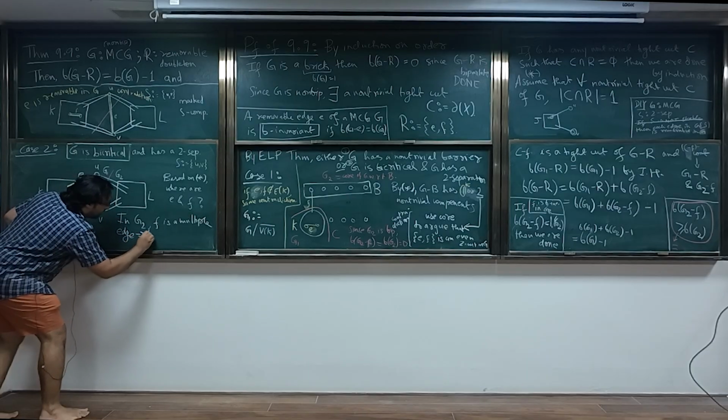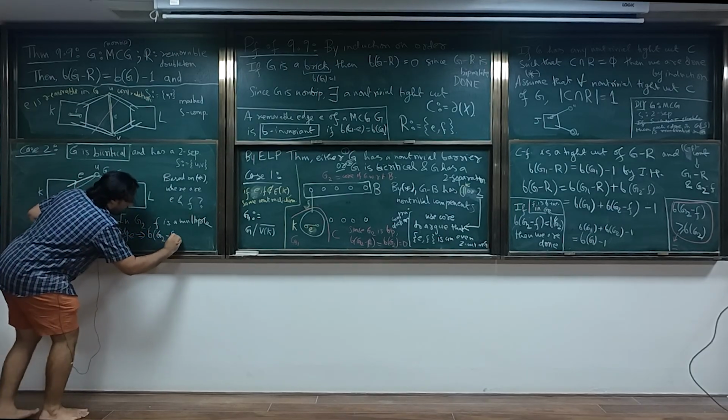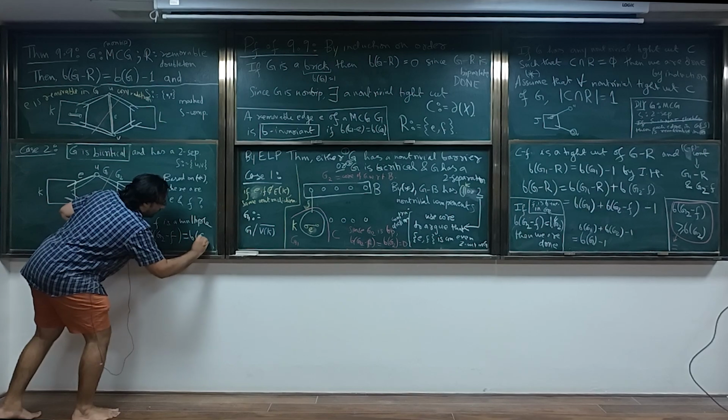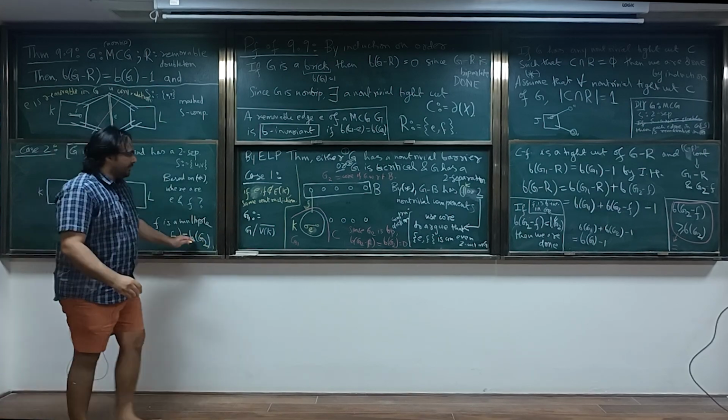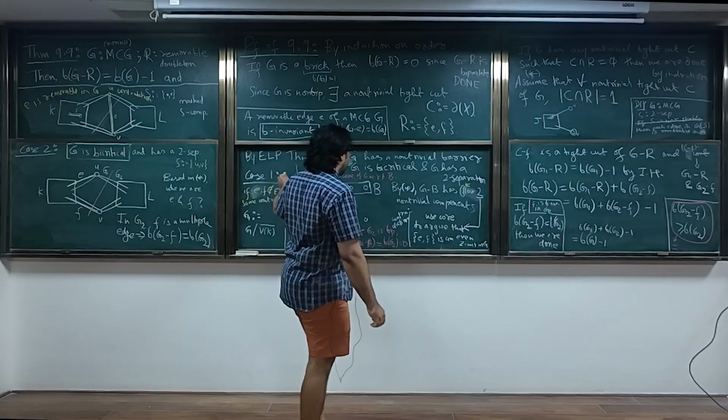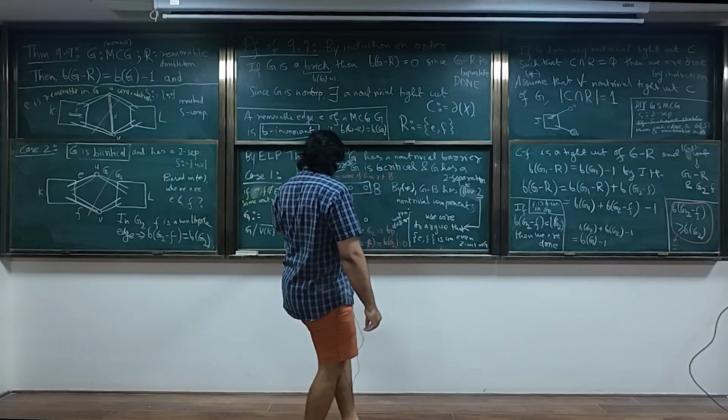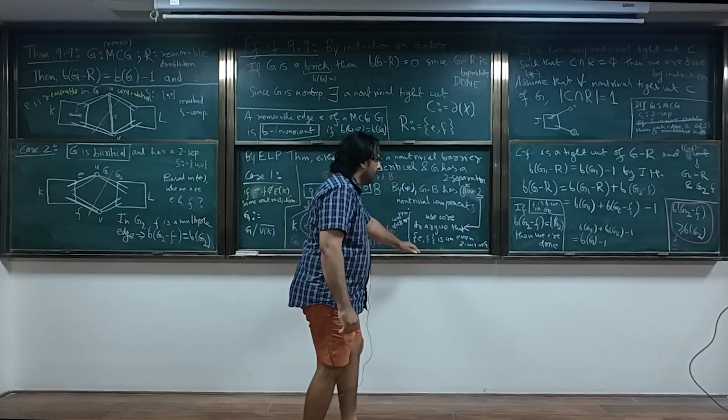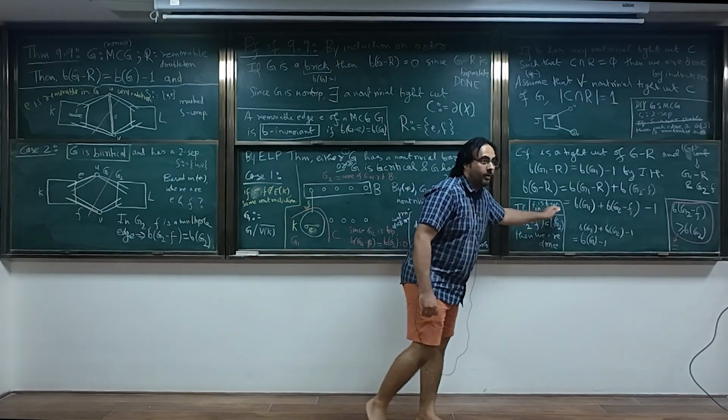This implies that the number of bricks in G2 minus F is equal to the number of bricks in G2. Well, this was the good news we wanted anyways in life, right? Here also we had the same thing. We concluded that in a bipartite graph, we are done. And so we are done in all cases.